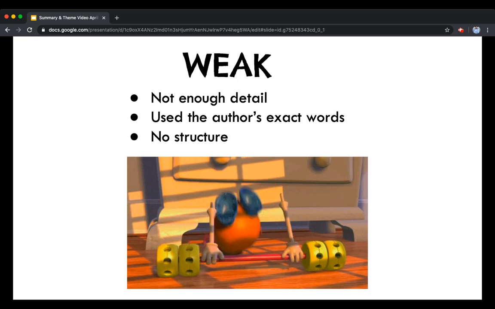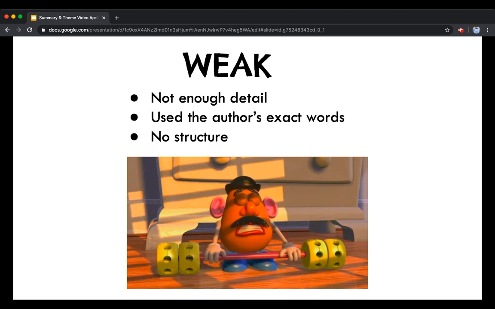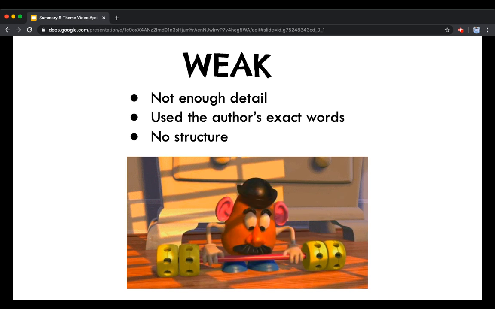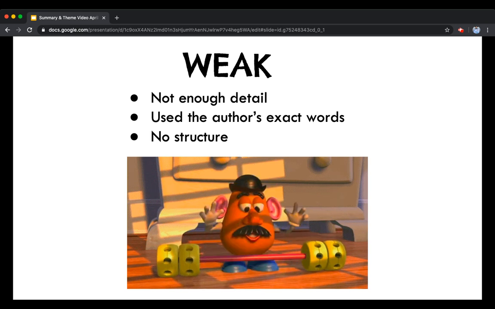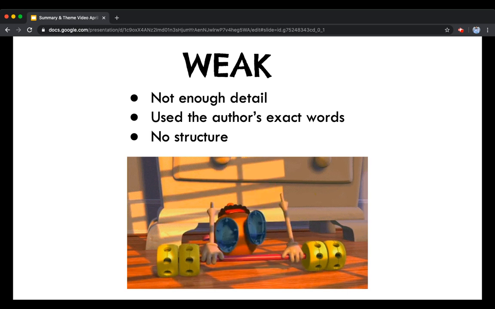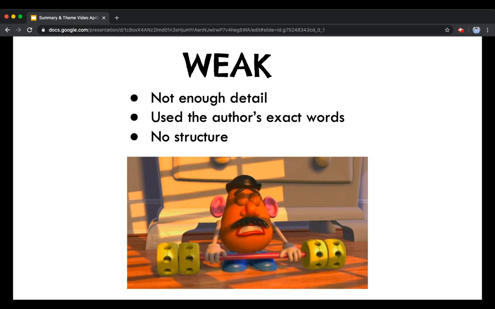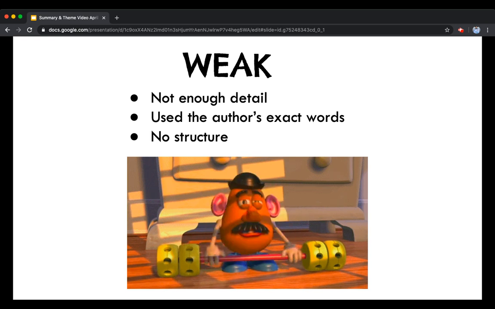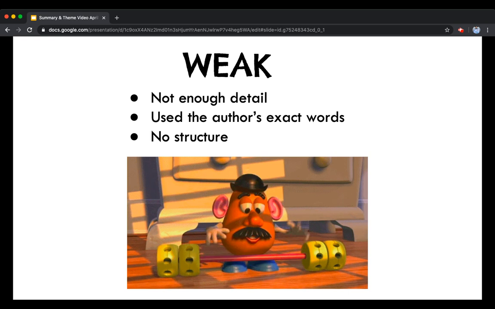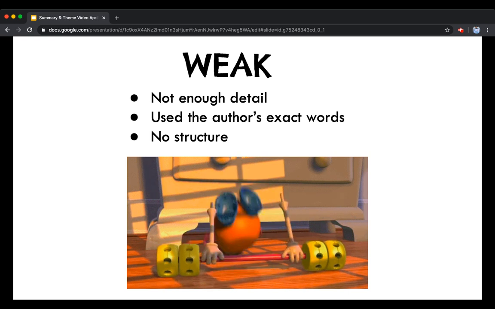If you are thinking this is a weak summary, you are correct. That summary did not have enough detail. It used the author's exact words, none of my own words, and it didn't really follow a structure. That summary didn't tell me what the problem of the story was, it didn't tell me how it was resolved. I don't really know what happened in this story based on that summary.